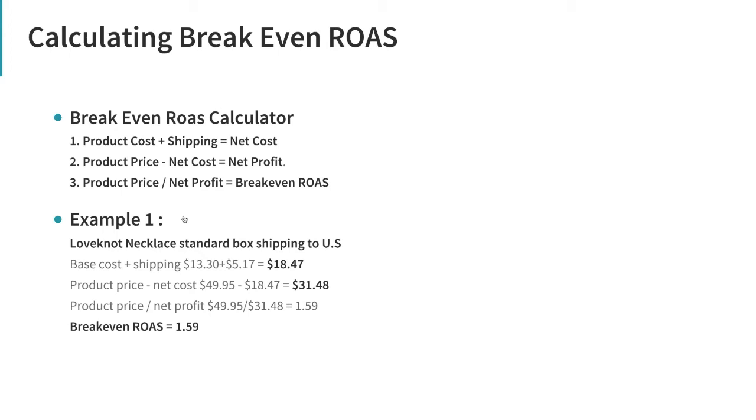What you want to be aiming for is higher than 1.59. So you want to be aiming for 2 at least. But even at 1.8, you'll be making some money. Or even at 1.68, you're going to be making money as well. But this is your ROAS where you will break even. You won't be making any money, but you need to be aiming for this at least.